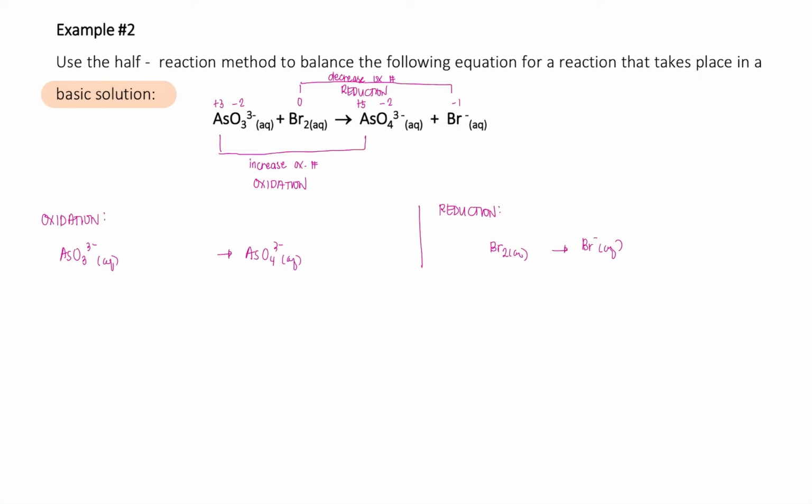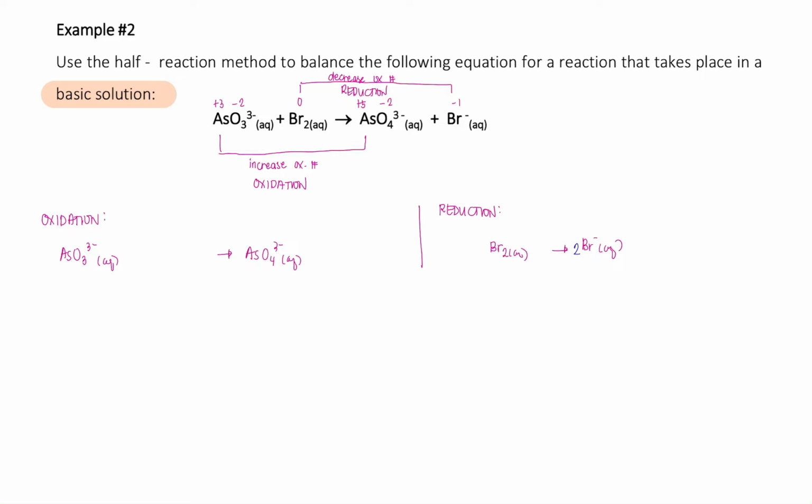So after writing the two half reactions, the next step is to balance the number of atoms of all elements except oxygen and hydrogen. For arsenic, there's only 1 on the left side for the oxidation half reaction and also 1 on the right, so we don't do anything to it because it's already balanced. But for bromine in the reduction half reaction, we have 2 bromine atoms on the left and there is only 1 on the right, so we are going to put a coefficient of 2 here to balance.